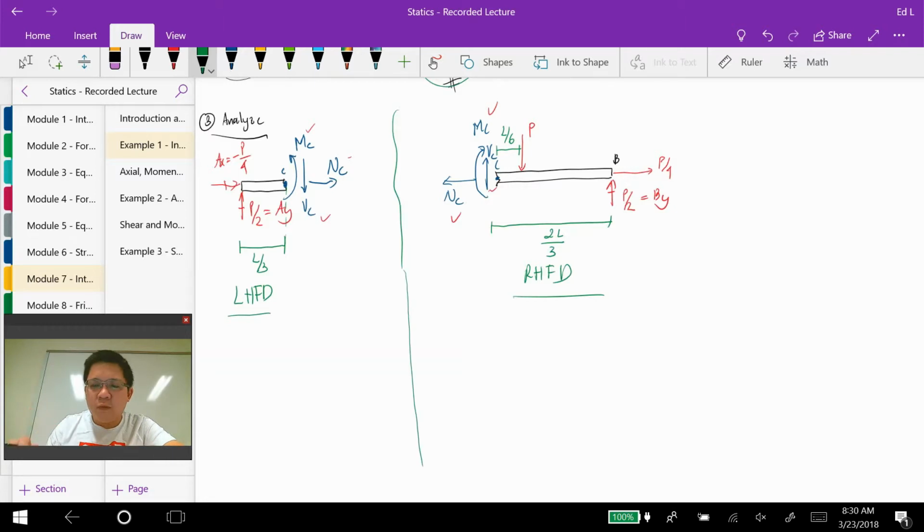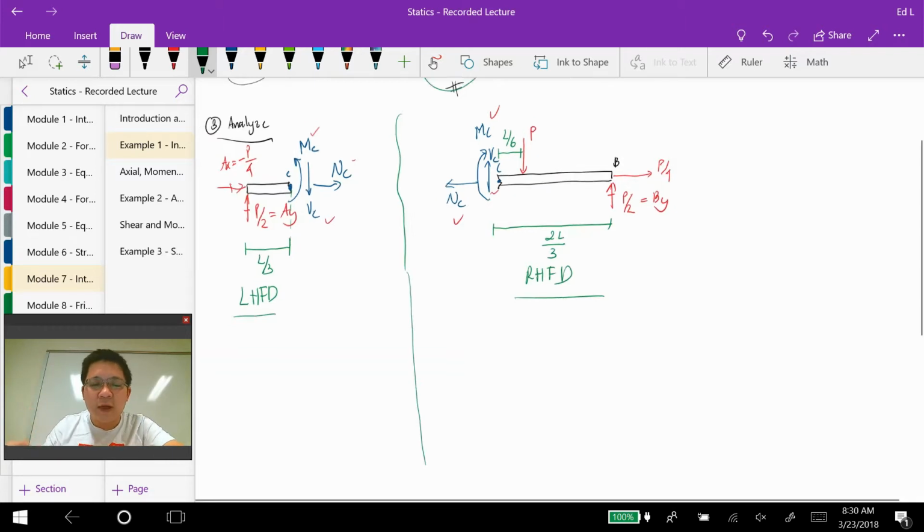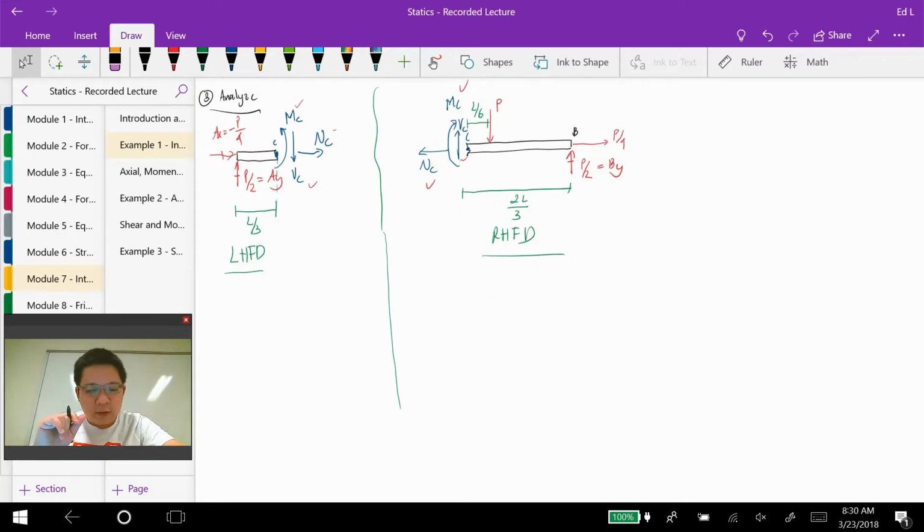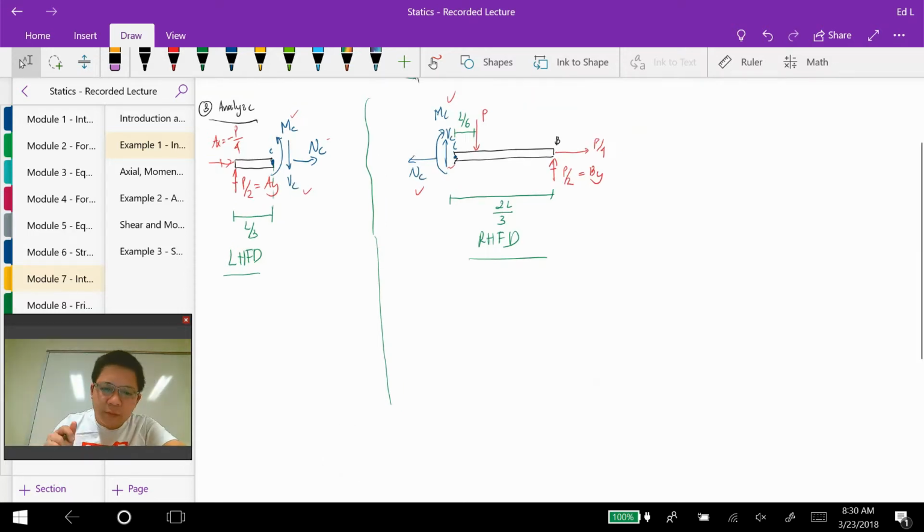Depends on which diagram you think is easier. For this lecture I'm going to show you the solutions using these two free body diagrams, and the result has to be the same in terms of the magnitude and the sign. If it's not the same, then something is wrong. So let's start with the left hand free body diagram first.